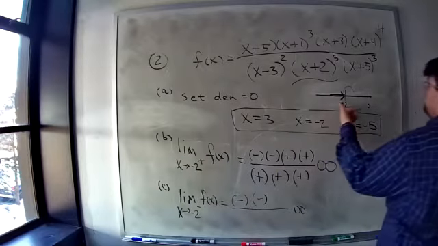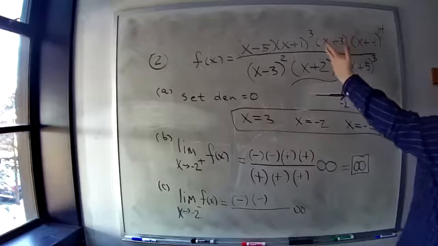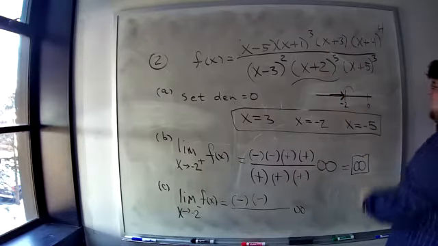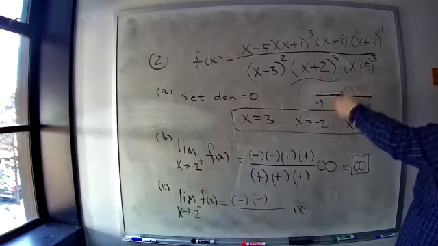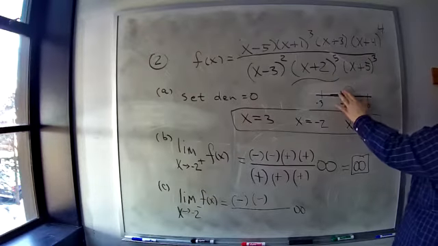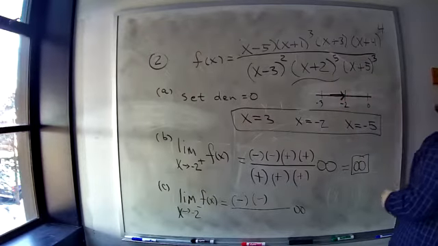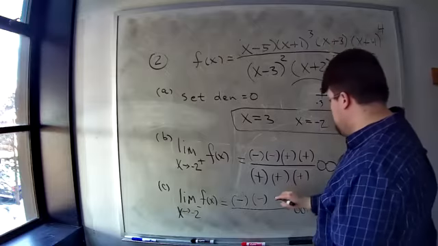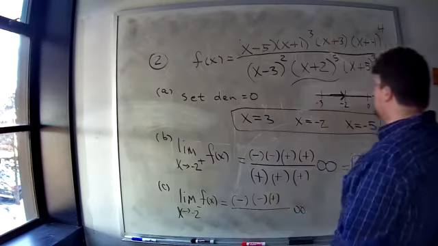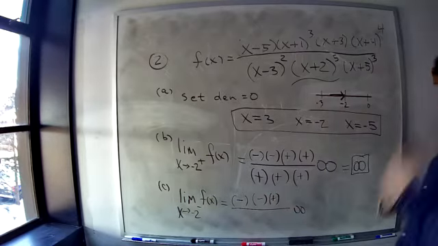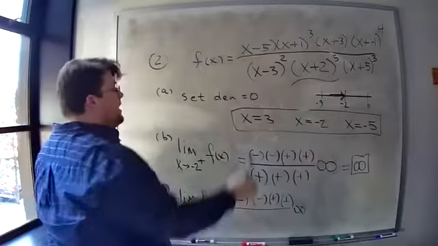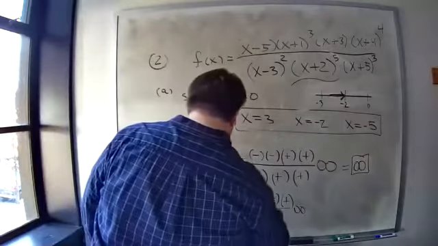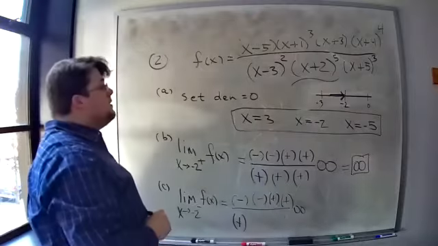Numbers to the left of -2, x plus 3. Well, if you add 3 here, and -3 is all the way over there, you move this over 3 units, that's going on the other side of 0, which makes that a positive. That has an even exponent, so that's always positive. That, again, has an even exponent, so that's always positive.